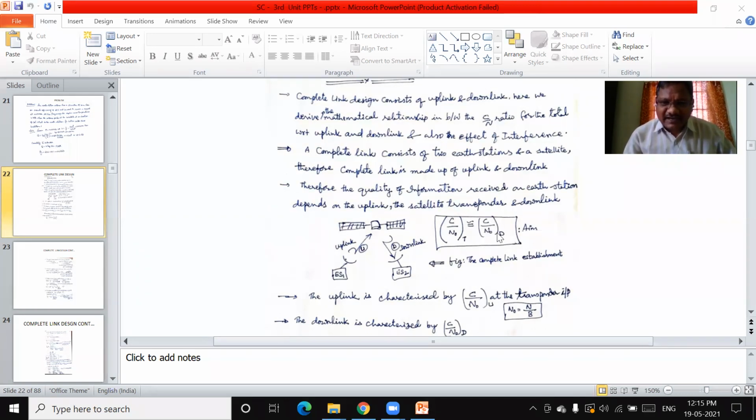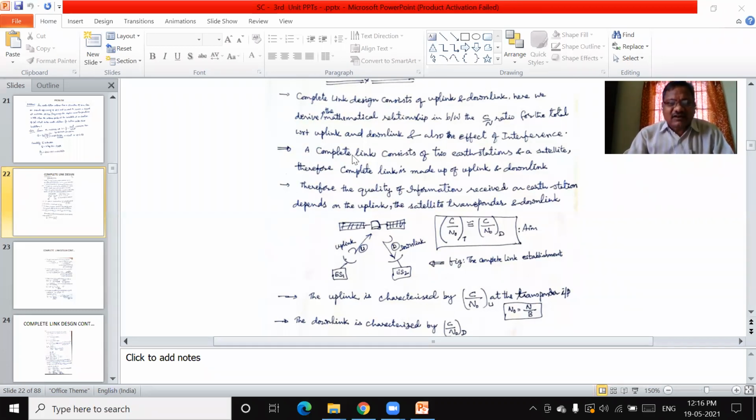The important point here, which is very important, is that the downlink carrier to noise power spectral density D is important, because this is actually going to define the overall carrier to noise power spectral density of a satellite, or the complete link design, which is approximately equal to carrier to noise power spectral density for a downlink. Therefore, this is the very vital matter. That is nothing but downlink is very important. So this is our aim.